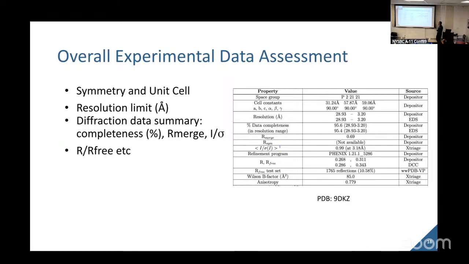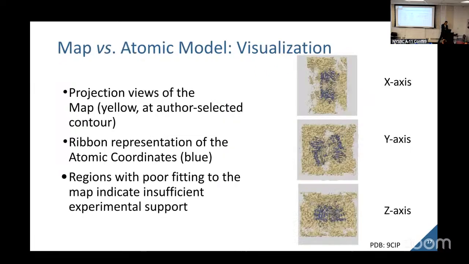Now we come to the global overview of the fit between the experimental data and the structural model. This is almost identical to X-ray, where you have resolution, you have a diffraction data summary, and you have R and F, etc., which is very similar to Table 1 in an X-ray structure publication. Also, if we want to upload the map, it provides this overview between the map and model, with the ribbon representation of the atomic coordinates in blue and the electron density map in yellow.